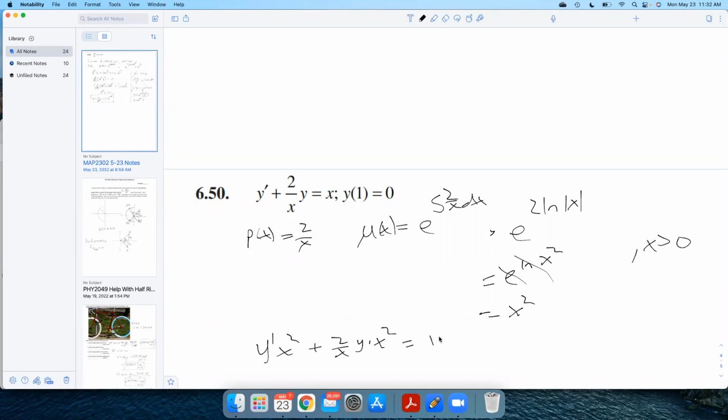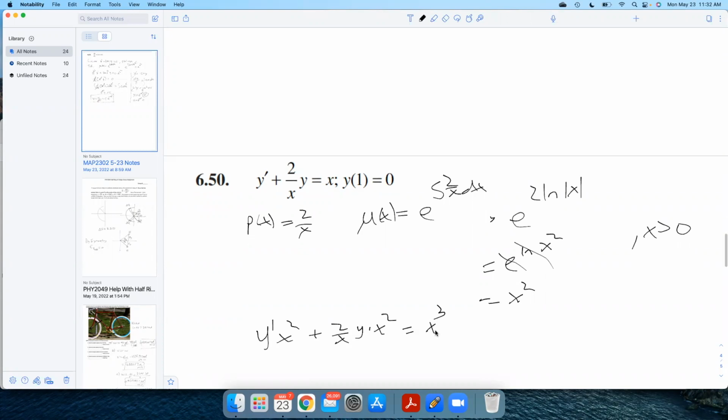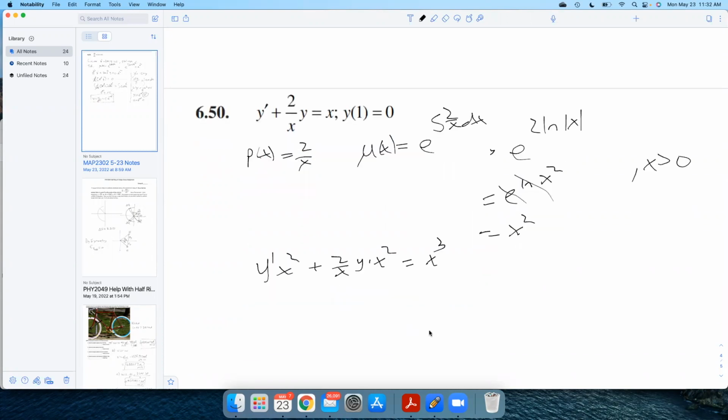X times X squared would be X cubed. So multiply everything by the integrating factor, both sides. And here we get a little cleanup. One of those X's cancels. I just get 2xy. Then if I've done everything right, the left-hand side, I should be able to undifferentiate that, unproduct rule that, and say, well, that's just y times this guy. Always y times this guy. And you should check and make sure.